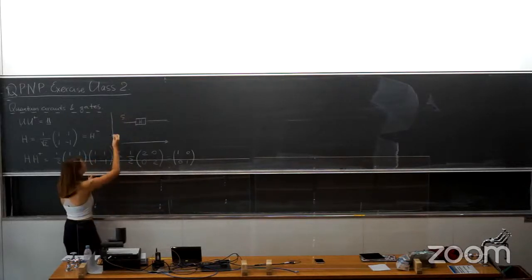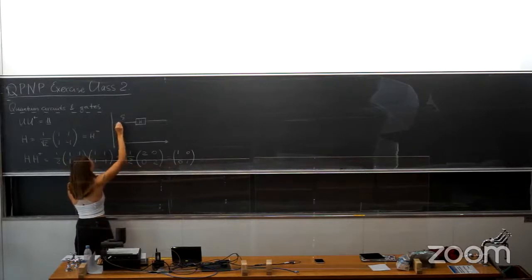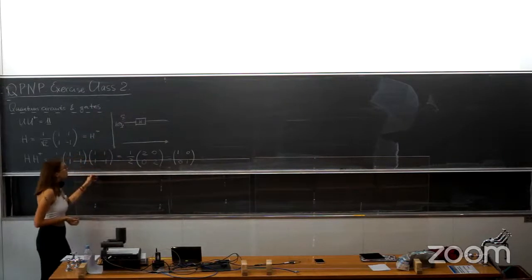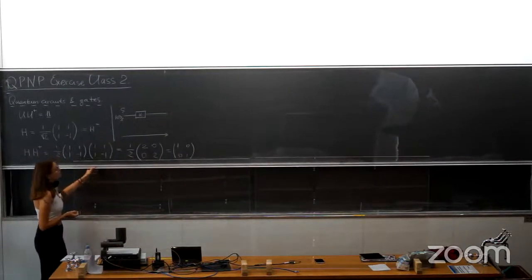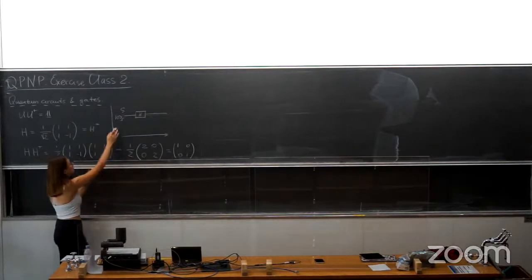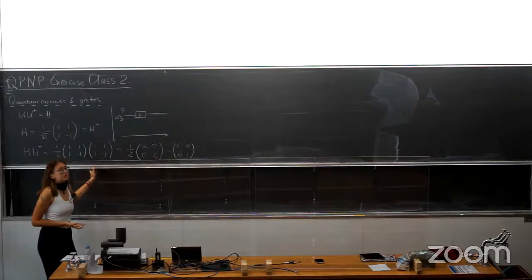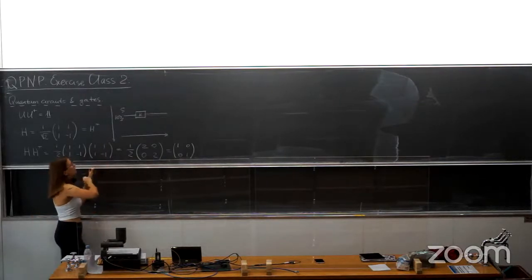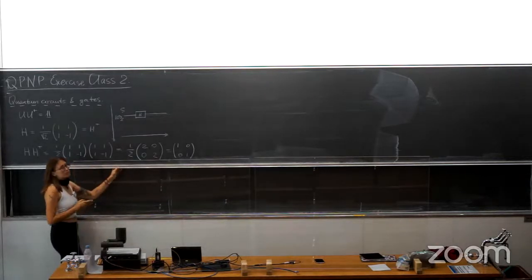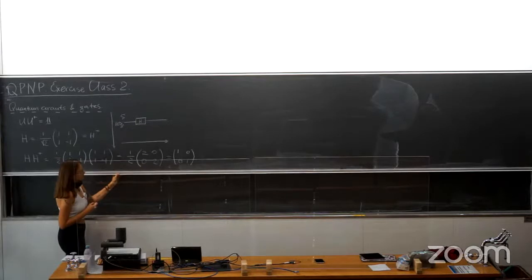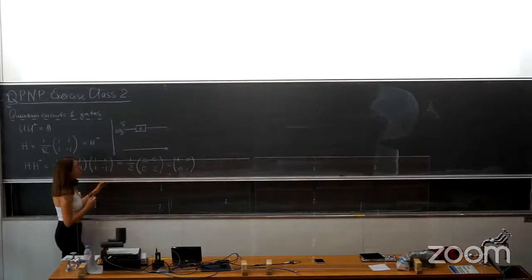And we start in the state 0. This is also a common notation when we write the ket: to denote to which system the ket corresponds, we also write the name of the system on the right of the ket, as an index here.